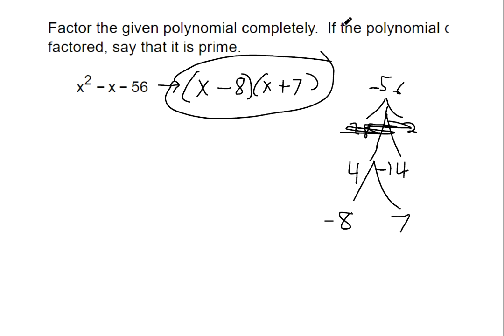So yeah, the trick is just to think about all those different numbers that you can multiply together to make this last number here. And just watch the signs. It's a negative 56. One has to be positive, one has to be negative. That's a negative 1. So when they add up, they got to make negative 1.